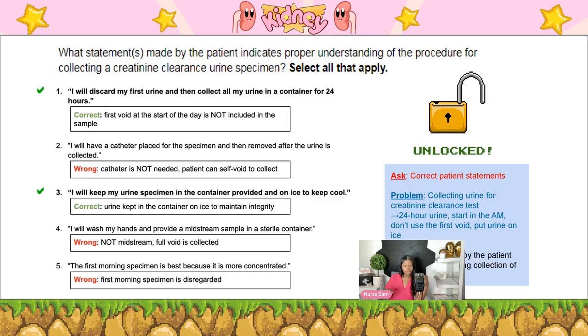When it comes to the midstream, that's a urine clean catch, like when you're about to go to the doctor and they're about to check your urine for a UTI or something. That's a clean catch. This is specifically for creatinine clearance. It has its own container, I think it's orange, and you pee in this container all the time. Just like 3 says, you keep it in that container and you keep that container on ice. I really want you guys to make sure you understand the difference between clean catch and creatinine clearance.